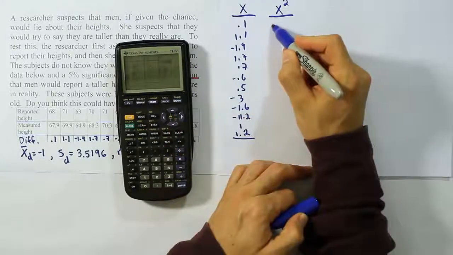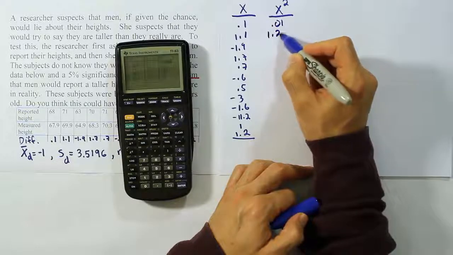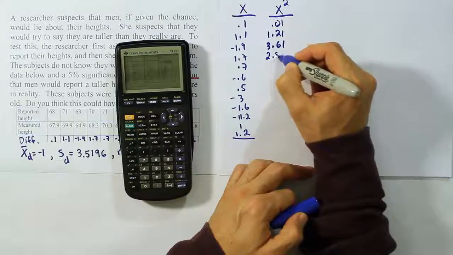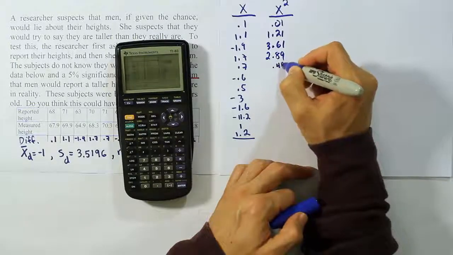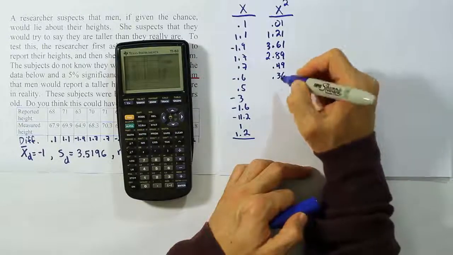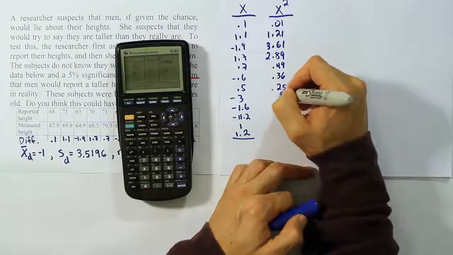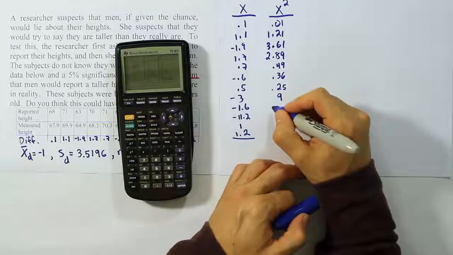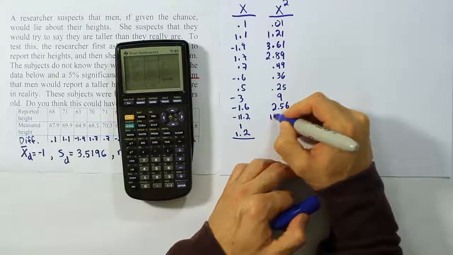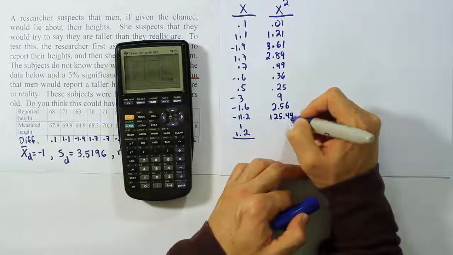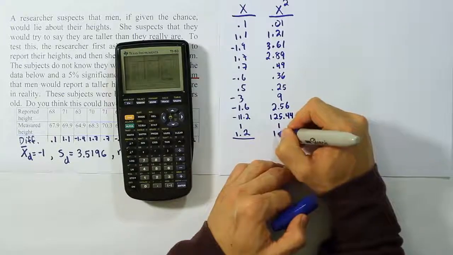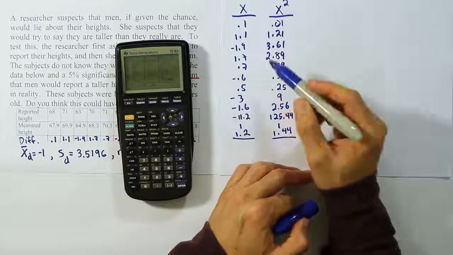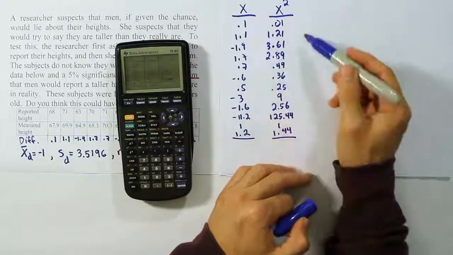So we'll have 0.01, 1.21, 3.61, 2.89, 0.49, 0.36, 0.25, 9, 2.56, 125.44, 1, of course, and 1.44. Okay, so that's just the square of each of the values here. We just literally square them in our calculator, one after the other, until we have this whole list.